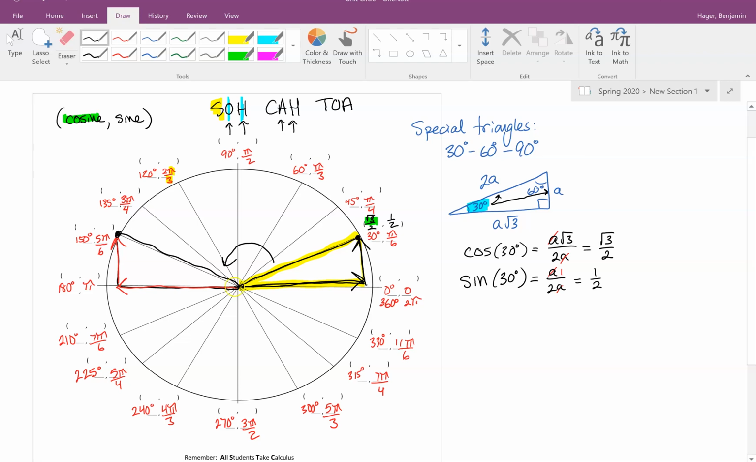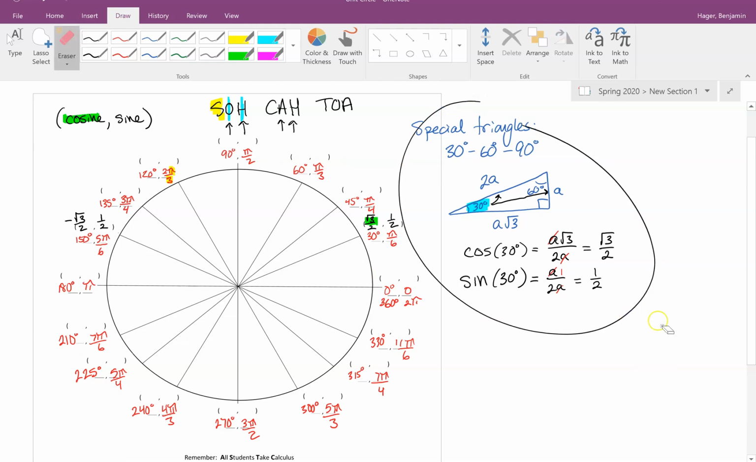So I'm going to go left a distance of rad 3/2, making it negative rad 3/2. And I'm going to go up a distance of 1/2, just like I did for the other one. And there are my cosine and sine values for 150 degrees, or for 5 pi/6. I didn't have to do this again.